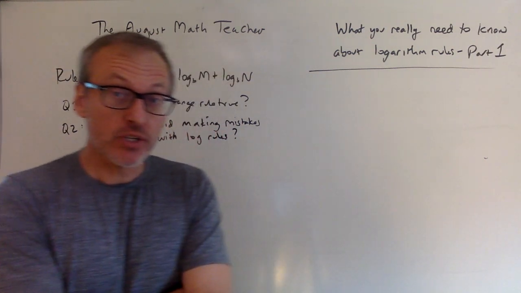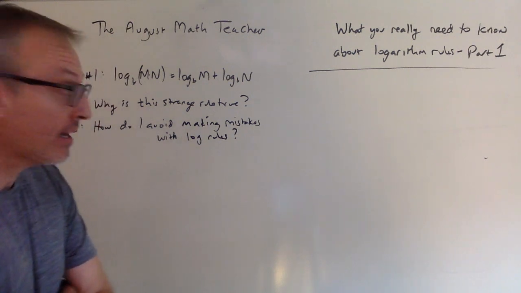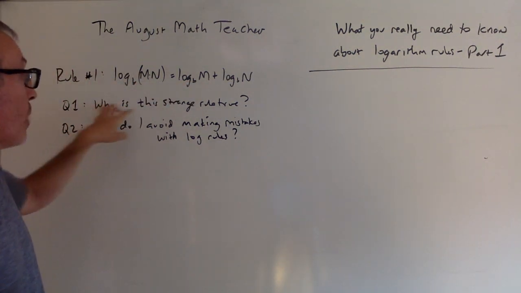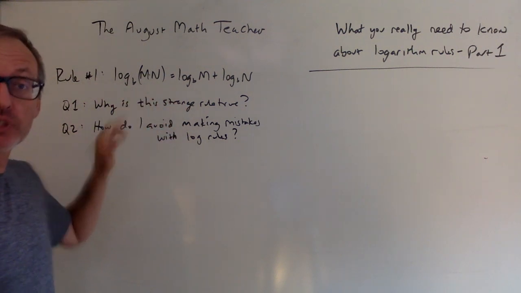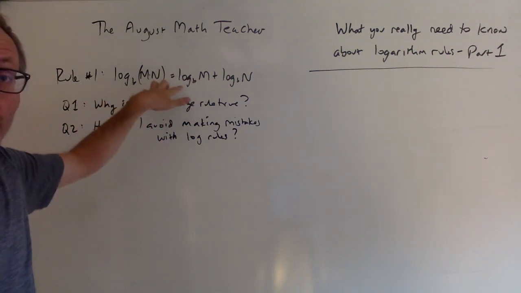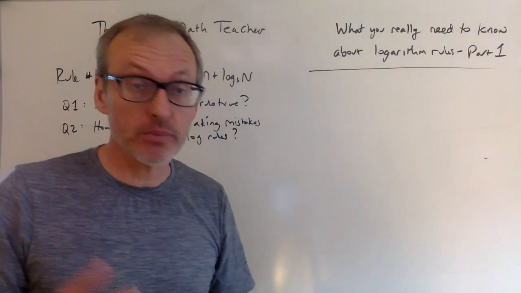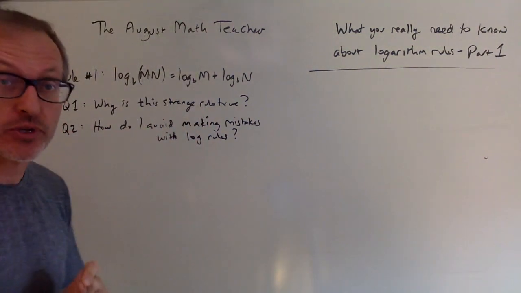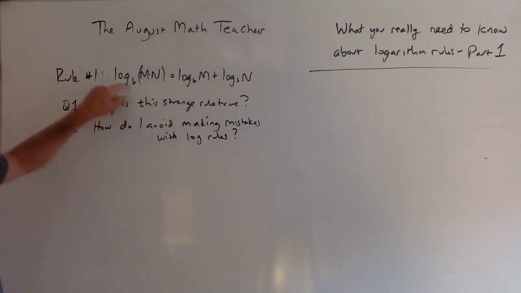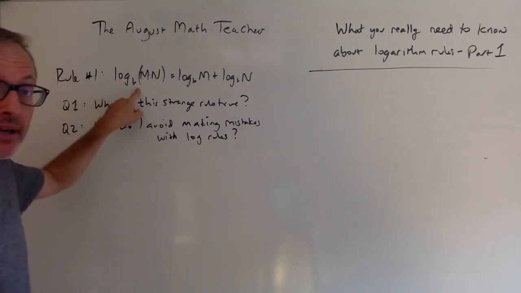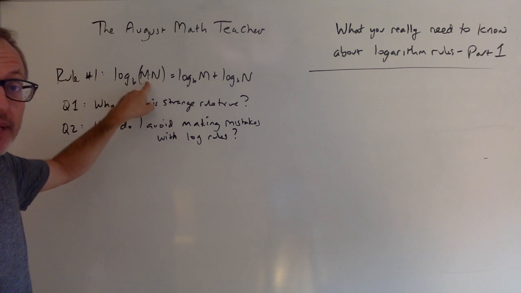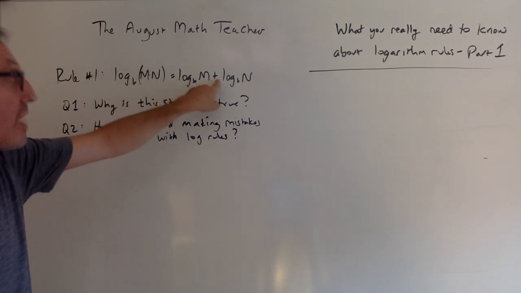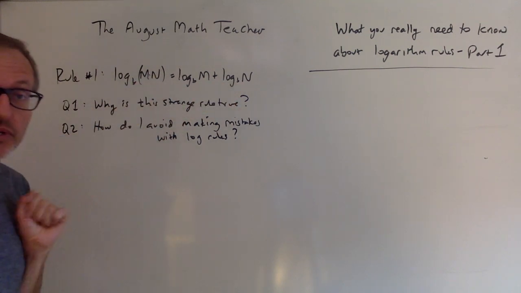The first question that we should ask about a log rule, and I'm giving us an example of one here, is why is this strange rule true? So let me give you this one rule. This isn't all of the rules that you have to learn, but it is the one that usually is the first one, and it gives a great example of how to approach them. So this rule says that if you take the log base b of the product of two numbers, m times n, then it's equal to the log base b of one of those numbers plus the log base b of another one of those numbers.